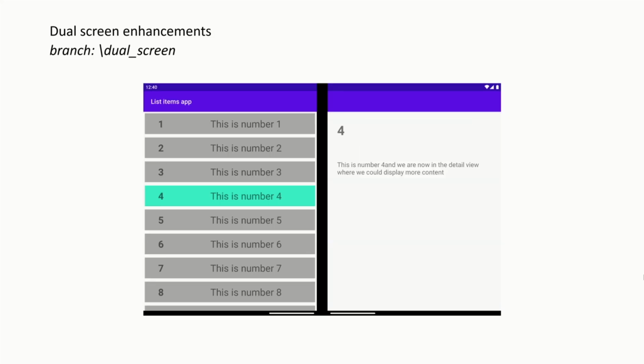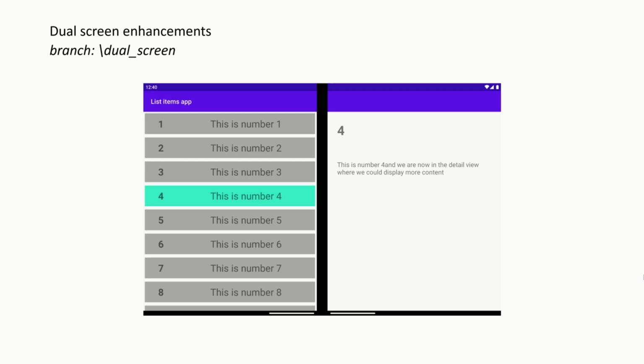Once we have finished the work for the single screen app, what we are going to do then, as I said before, is enhance the app. In this branch, the dual screen branch, you have everything already implemented. As you can see here, the app now looks much better.